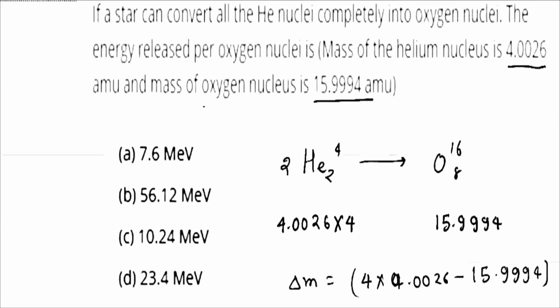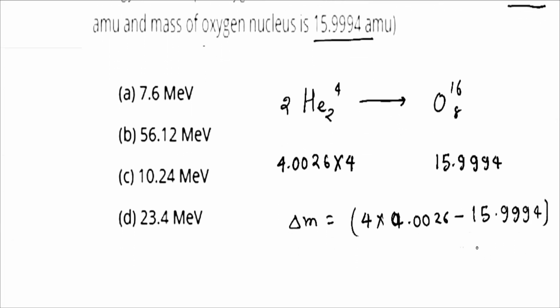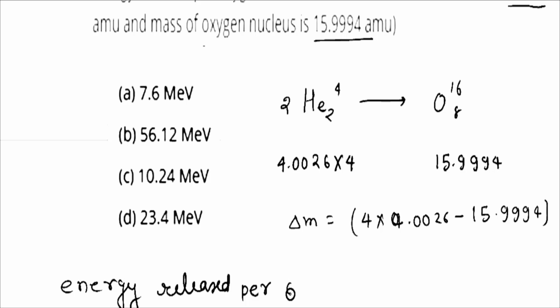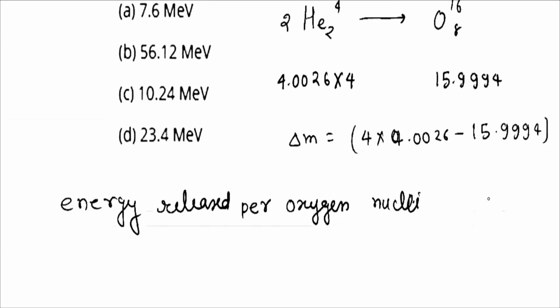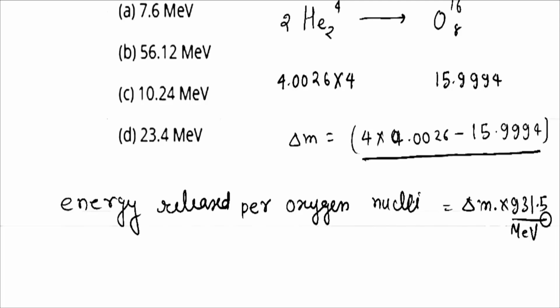Now we want the energy released per oxygen nucleus. So energy released per oxygen nucleus will be equal to change in mass times 931 MeV. So we got the change in mass, just multiply it with 931.5.